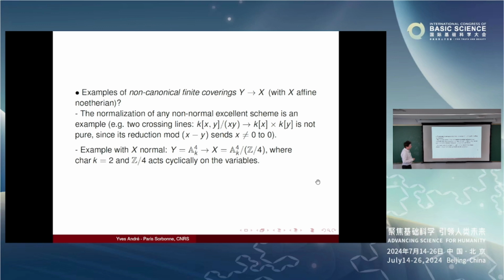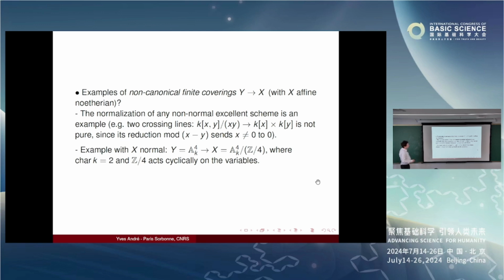This exists, but it's much more difficult to find. So the first such example is this one, given by Marie-Josée Bertin. Y, the covering space, is just an affine space with 4 dimensions over K, which is a field of characteristic 2. And X is a quotient of Y by the cyclic action of the permutation of the variables.